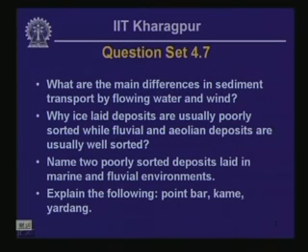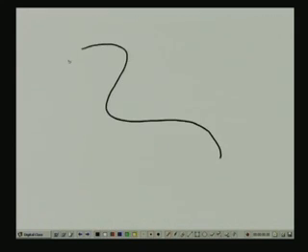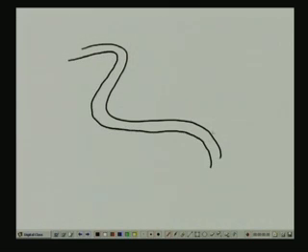The fourth question actually involves explanation of a few terms. The first one was point bar. In this case it is basically a fluvial deposit, and let us consider a meandering stream, and the meandering stream is going like this, and say this is the flow direction.